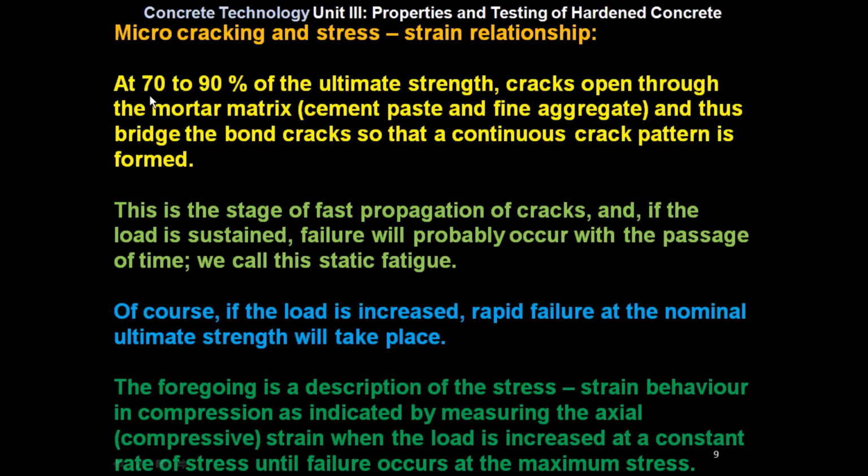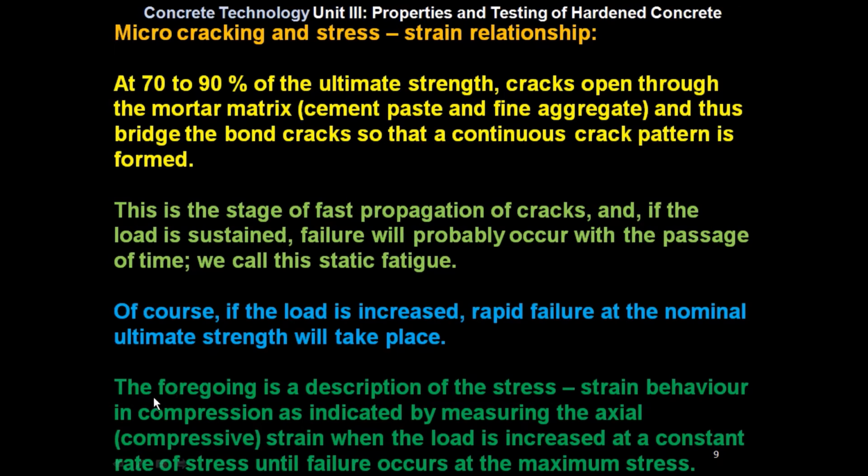At 70% to 90% of the ultimate strength, cracks open up through the mortar matrix, cement paste and fine aggregate, and thus bridge the bond cracks so that a continuous crack pattern is formed. This is the stage of fast propagation of cracks, and if the load is sustained, failure will probably occur with the passage of time. We call this static fatigue. Of course, if the load is increased, rapid failure at the nominal ultimate strength will take place.